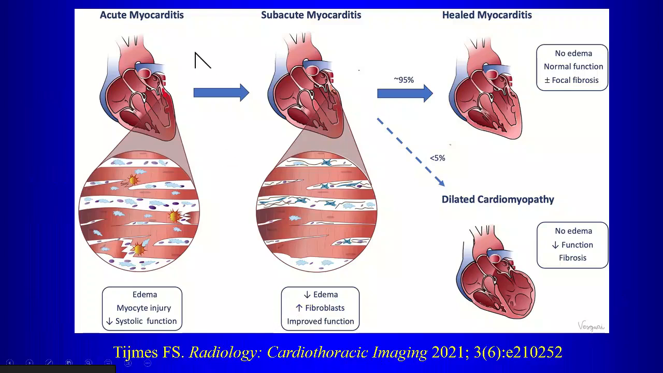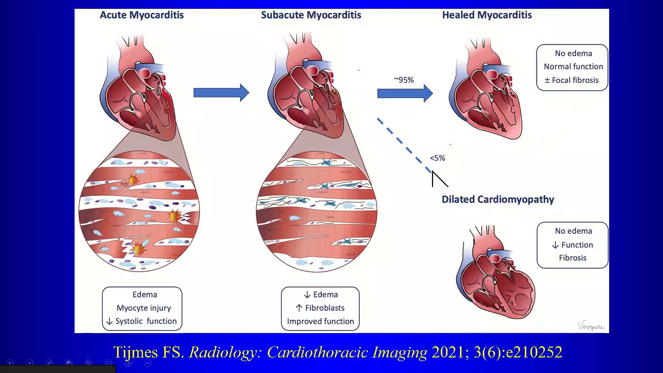What happens with acute myocarditis is initially the patients will have edema in the myocardium and myocyte injury. At this stage, they have decreased systolic function, and then as it progresses to subacute myocarditis, the edema goes down, but fibroblasts proliferate, so even though the function may improve, they might develop some fibrosis. And then the sequela, most patients recover, although they may have areas of residual fibrosis.